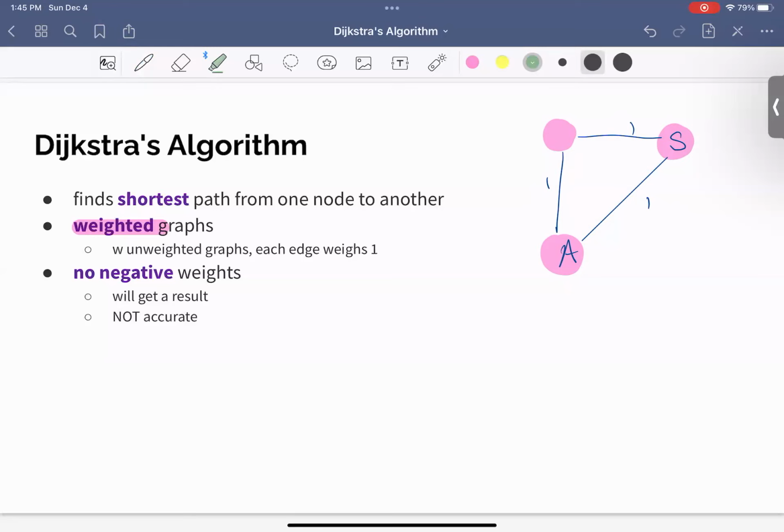Also, the next point is that it does not work with negative weights. You cannot have -10 or -20, and so on and so forth. If you just implement Dijkstra's algorithm without any error checking, it won't send you an error, but the result that it comes out with will not be accurate. So please make sure that there are no negative weights in the graph that you're using. That's a common quiz or test question: can Dijkstra's algorithm work with negative weights? And the answer is no, it cannot.